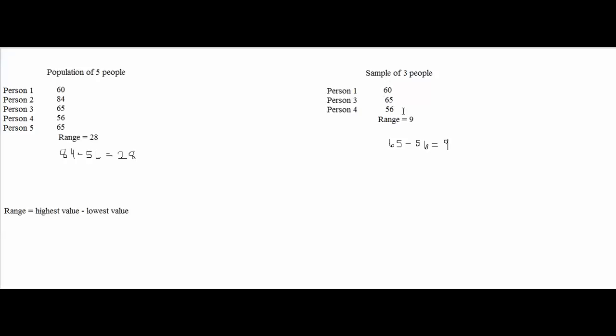So since the sample has less dispersion than the population, it ended up with a lower range. Now what's another way we could calculate the amount of spread, or the amount of dispersion? There's actually another way to calculate the amount of spread that's better than the range. And first I'll talk about the problem with the range.